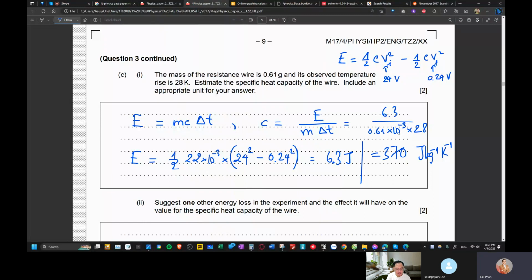So the hardest part is understanding how to calculate the energy, right? Yeah.